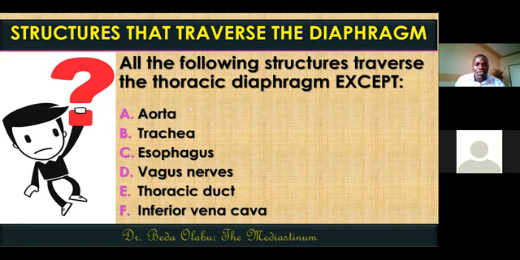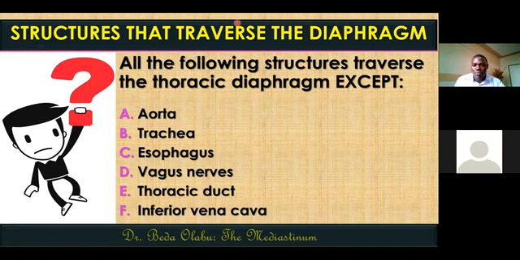Oh, okay, it's just thoracic duct. Okay, all right, yes. Yeah, but I told you that the thoracic duct carries lymph from the lower part of the body, and we've seen it in the posterior mediastinum. So it has to go through the thoracic diaphragm. So that one is not a correct response.